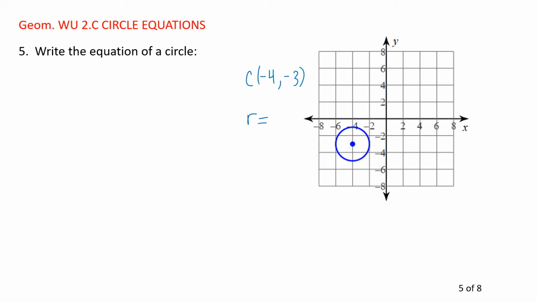And then the radius, you just get that from the picture. You just have to count blocks. Well, the blocks on this one, remember, they're marked off in units of 2. So you can see the radius 4 times 2 is actually equal to 8. So x minus something squared, y minus something squared equals something squared.